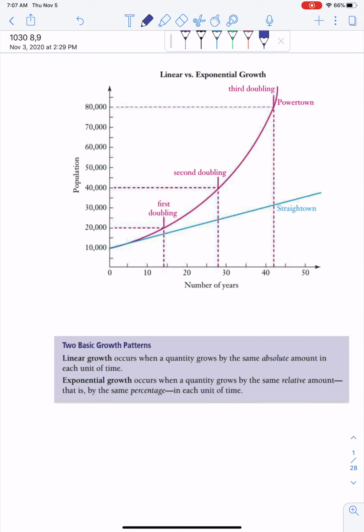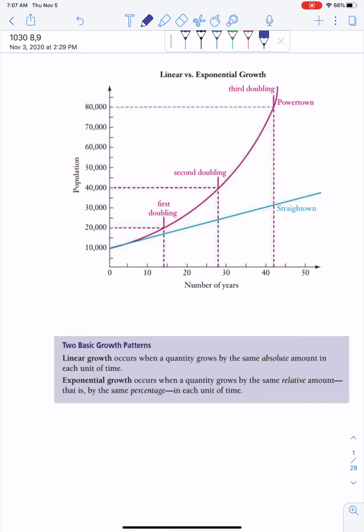That's exponential growth. It kind of looks like half of a parabola, which makes sense because parabolas, quadratics, have exponents, right? So as you notice the exponential growth, because you're doubling, on this graph in 14 years, the population doubled to 20,000. 14 years later, it doubled again to 40,000. 14 years later, it doubled again to 80,000. So exponential growth grows really quickly because of that doubling factor.